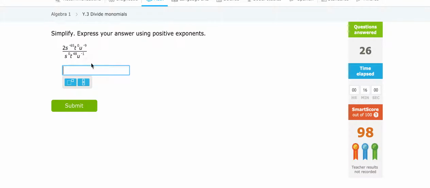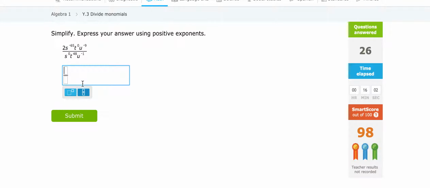All right, so in this case, when we look at it, we say, all right, this is going to be a 2 here, s to the 65th power there, t to the 48th power here, and then this is u to the 1st up top, and u to the 9th on the bottom. We're going to actually have u to the 8th in total once we cancel it out.